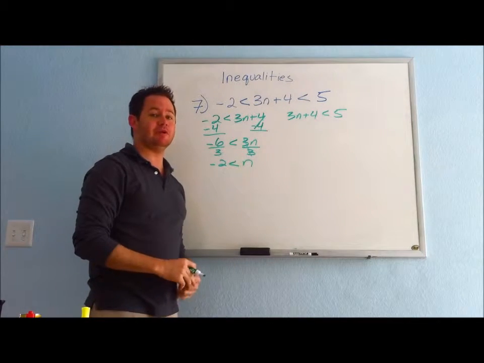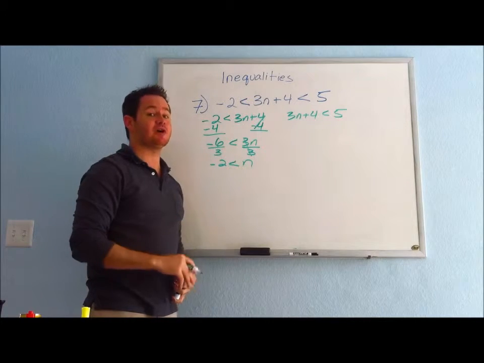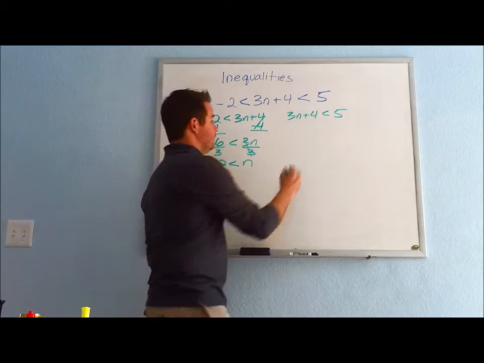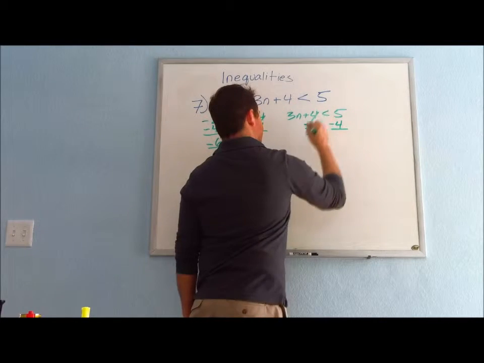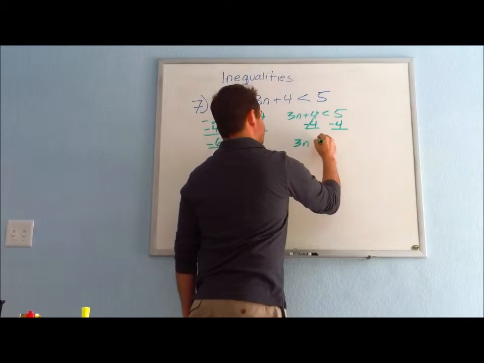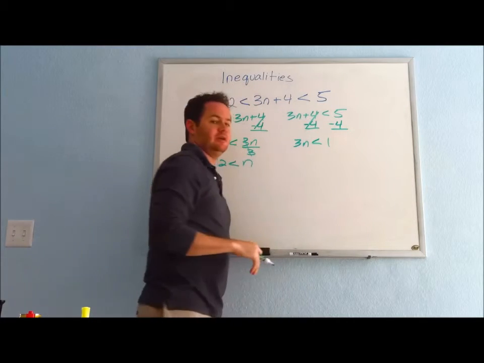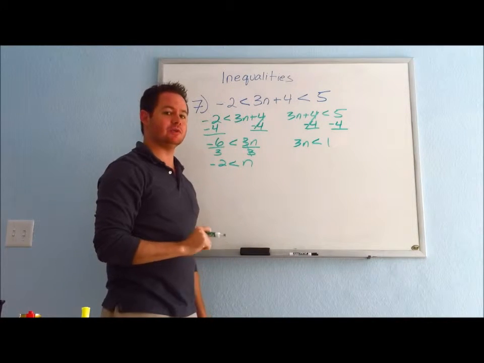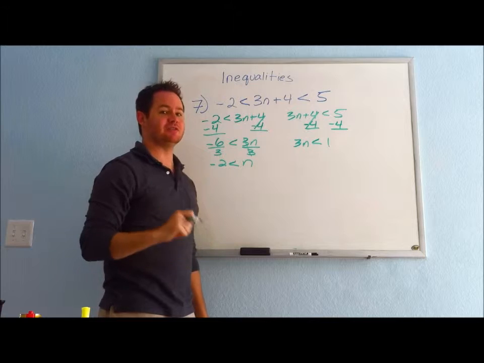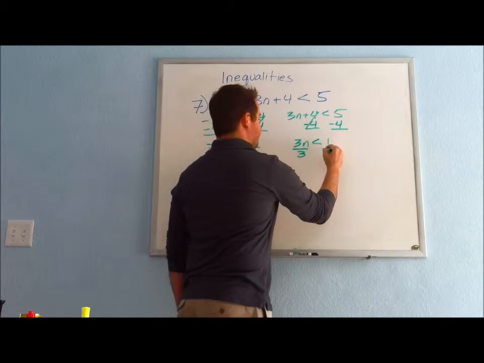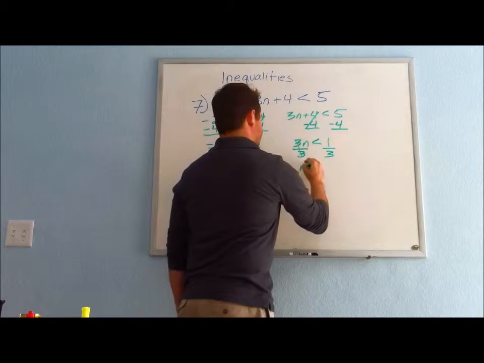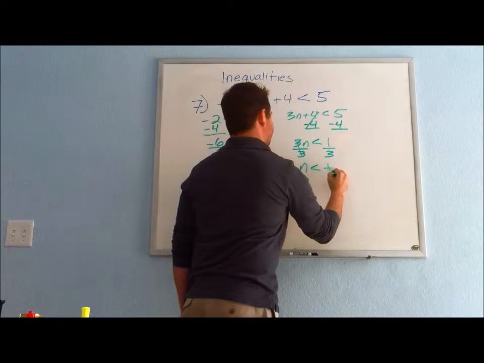So what's our first step here? If you said subtract 4 from both sides, that's correct. So we subtract 4, and we're left with 3n is less than 1. And now to get n by itself, what do we do here? If you said divide by 3, that's correct on this one. Divided by 3 gives us n is less than 1/3.